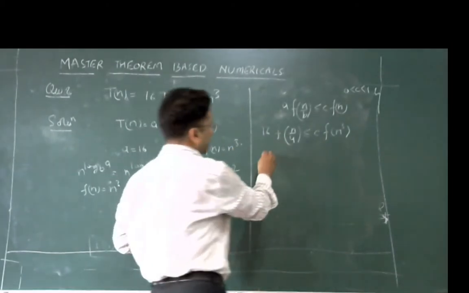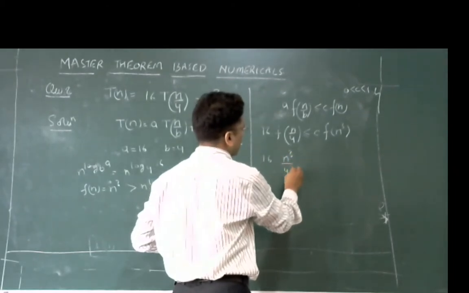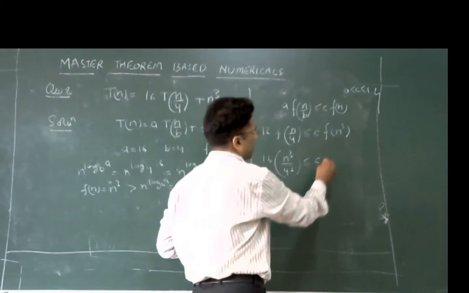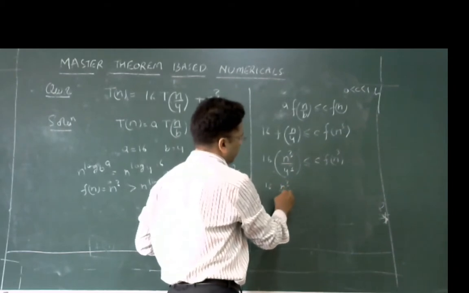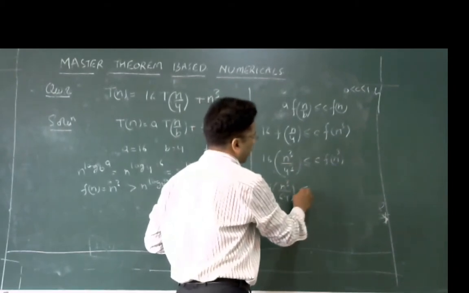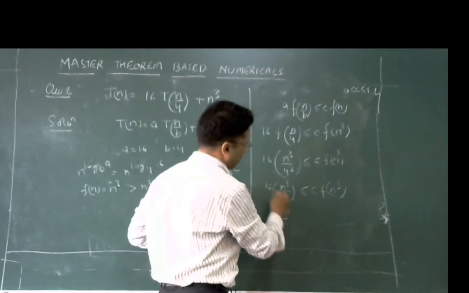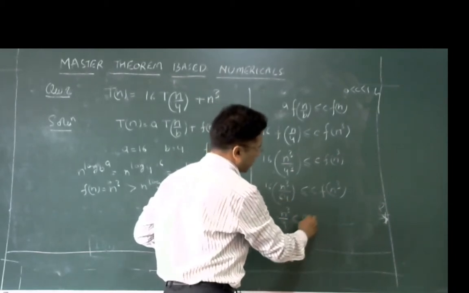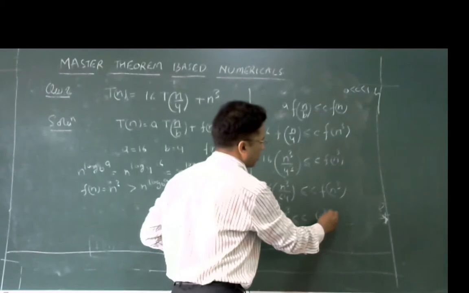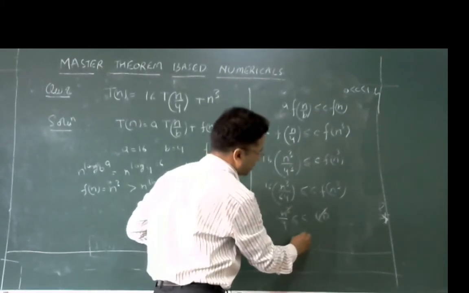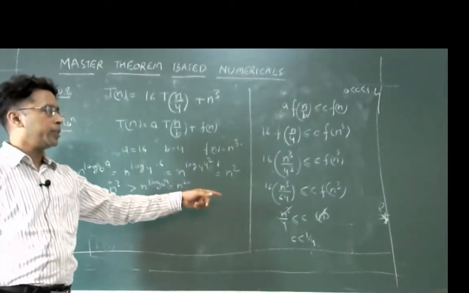Now replacing the values, 16 f(n/4) would be equal to 16 n cube by 4 cube, which should be less than c f(n) cube. This will be 16 n cube by 64, which is n cube by 4, and it should be less than c n cube. Since f(n) is equal to n cube, n cube cancels, so c should be less than 1 by 4. It means c lies between 0 and 1, so the regularity condition is satisfied.